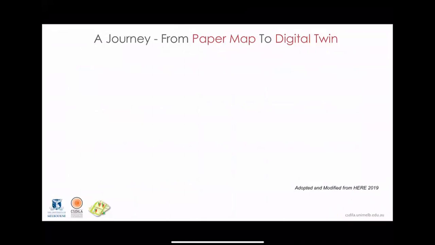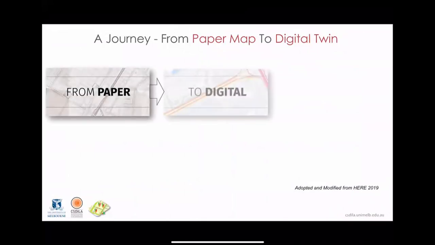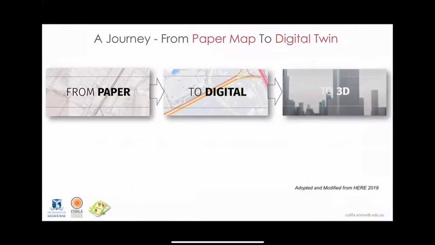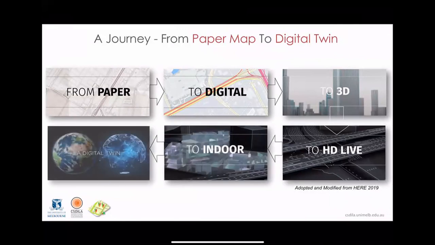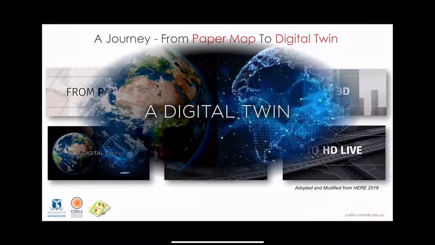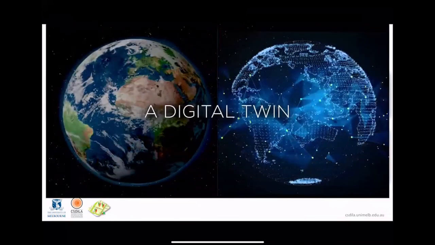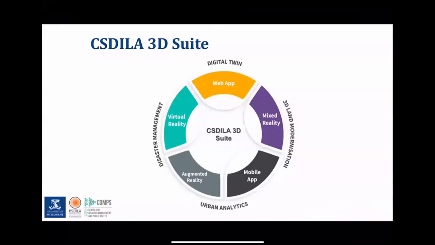So if you look at the journey from the paper-based to the digital twin, we can see that it moves to the digital form, to the three-dimensional, high-definition live data set, indoor and outdoor, and then to digital twin. And I think this is the evolving continuum of work that we need to understand, and then we can see what elements we need to borrow or integrate into the present.